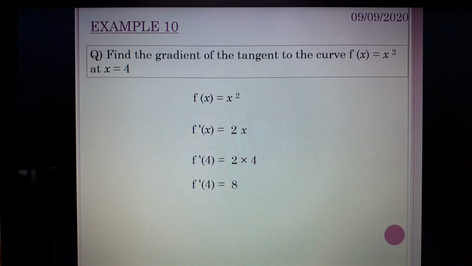Okay, if that graph was the graph of distance against time, then that would be an instantaneous speed that we would have just worked out.